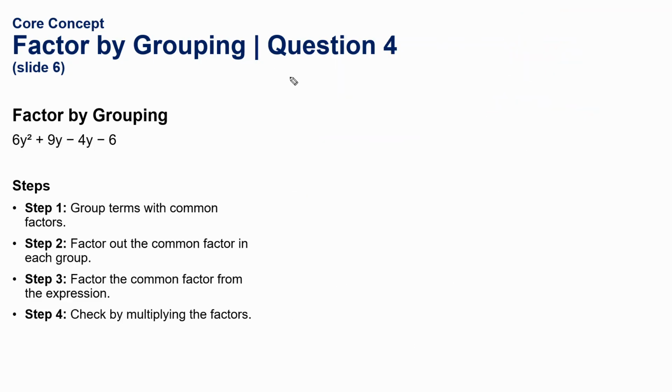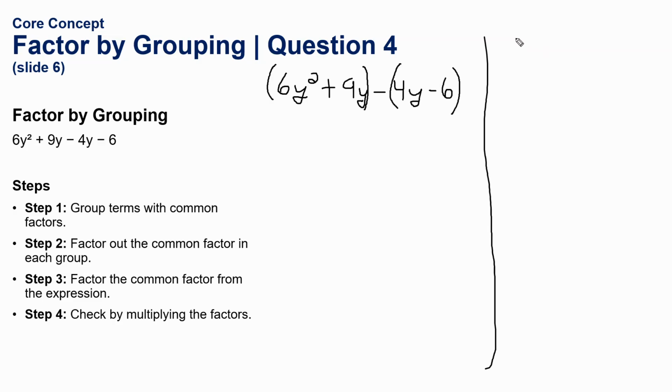So question 4, we have the polynomial 6y squared plus 9y minus 4y minus 6. We're going to group terms with common factors. Again, 6y squared and 9y do have common factors, so do 4y and 6. So 6y squared to start. Let's find the greatest common factor here.